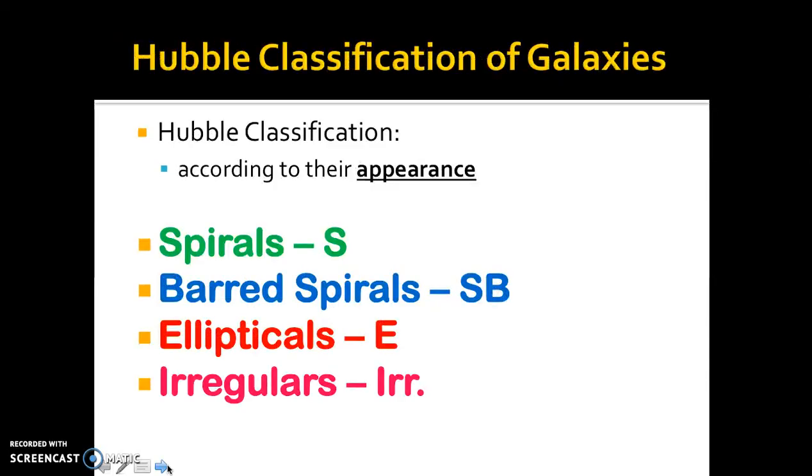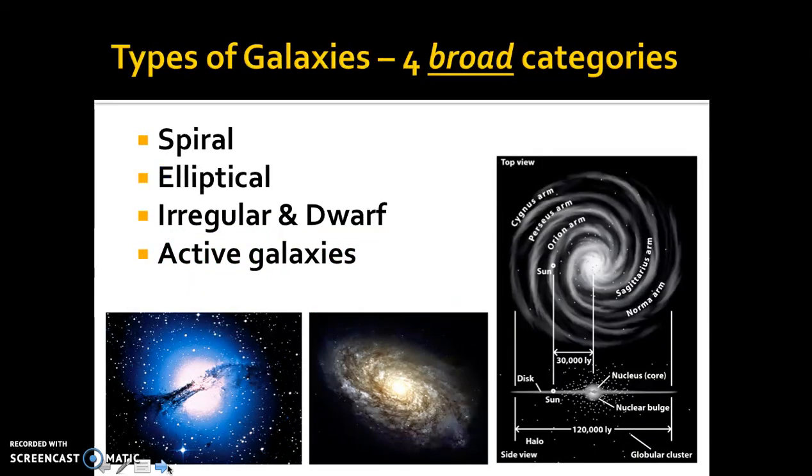So Hubble classified galaxies to begin with based on their appearance. He labeled galaxies as spirals, S, barred spirals, SB, ellipticals, E, and irregulars, IRR. So let's take a look at these four broad categories, okay? So he identified spiral, elliptical, and irregular, and those barred spiral. I'd say there's four broad categories. Add in there active galaxies, and we'll talk about what those mean.